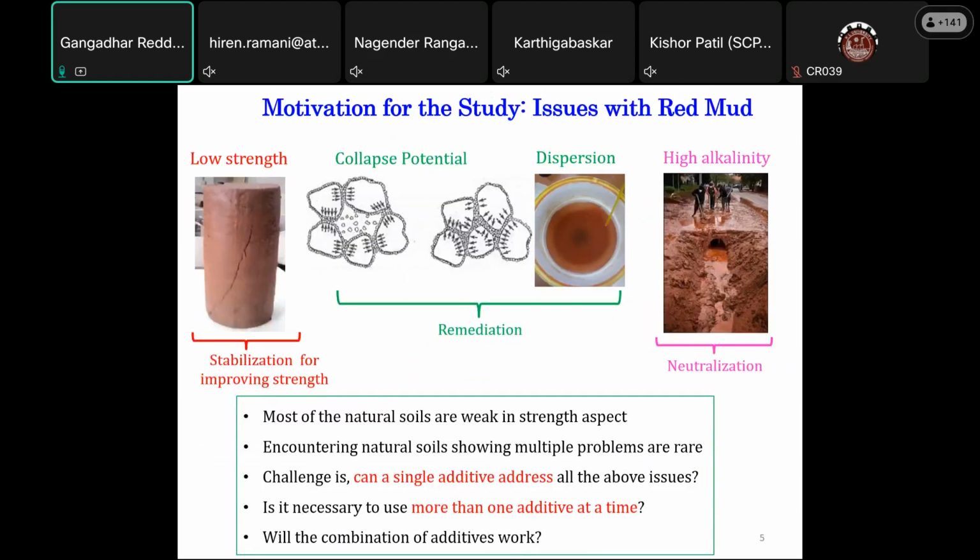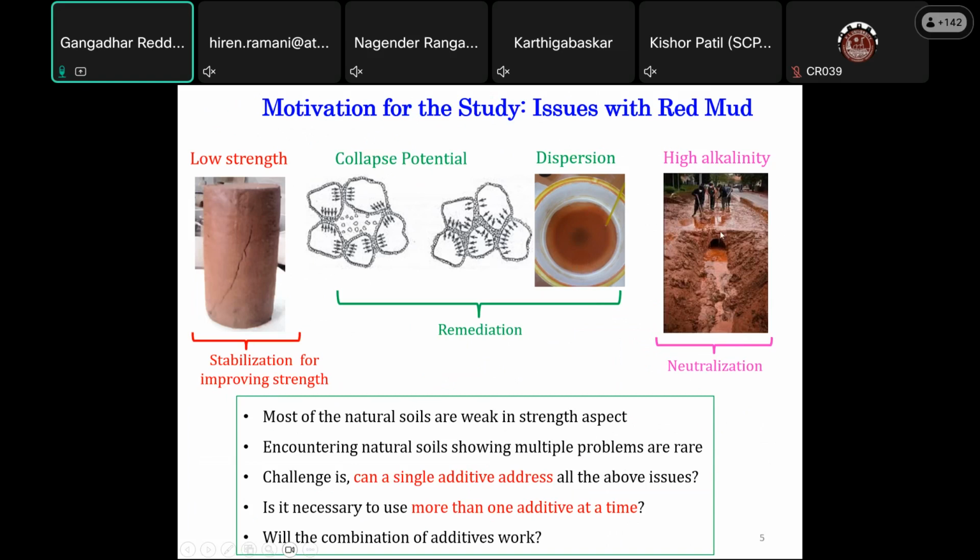Some of the issues that arise with red mud: most of the time the red mud has very low strength. So before using it for any kind of application, we need to improve the strength of the material. Moreover, some of the papers I have seen suggested that initially the red mud could have some kind of collapse potential. That is one issue. The other one is dispersion. It acts as a single grain particle, not as a clay kind of soil, so there could be dispersion when it interacts with water as well.